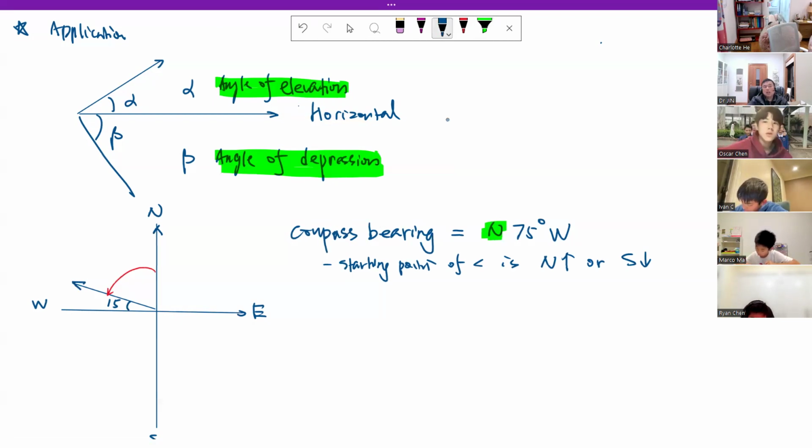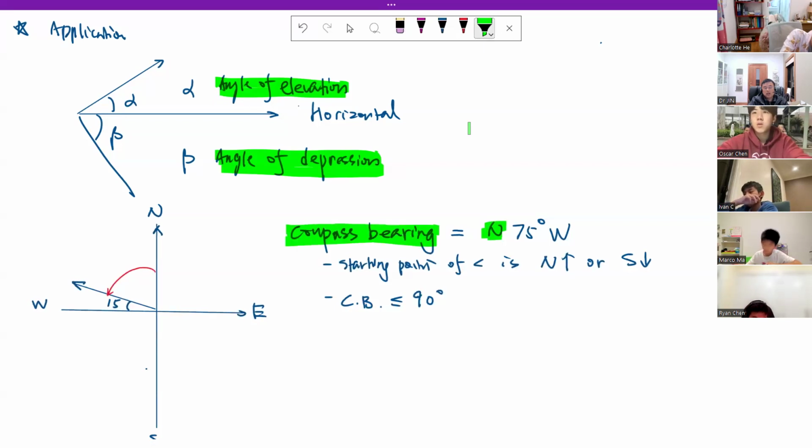Secondly, the angle in the compass bearing will always be less than or equal to 90 degree. You won't have any angles more than 90 degree, because think about it. Here, it starts at south and swings by 30 degree. There is nothing possible above 90 for the compass bearing. It's not possible, so that's something you need to think about.